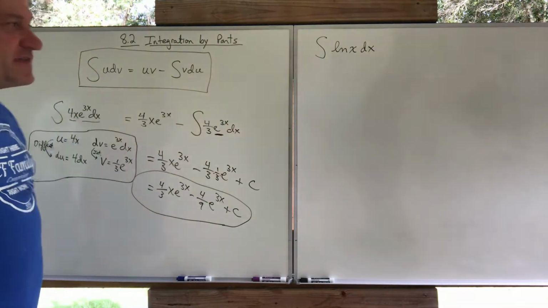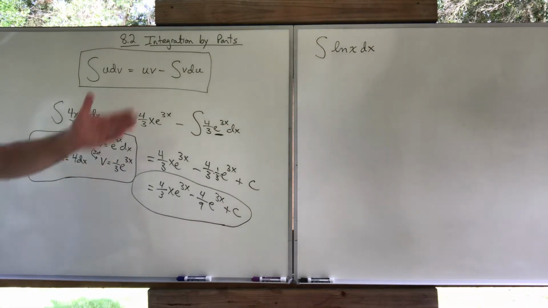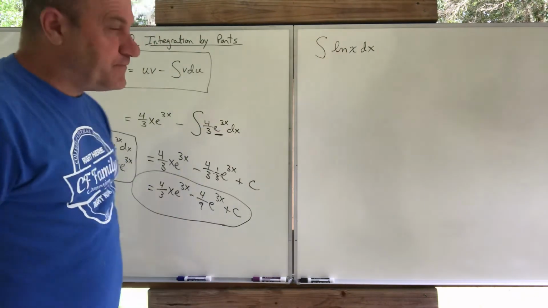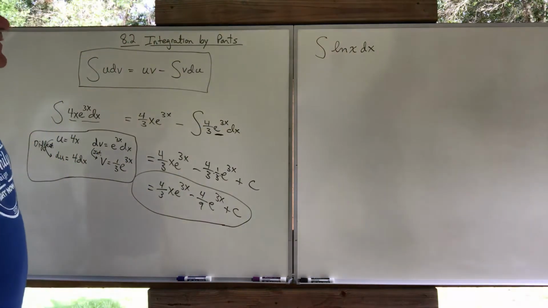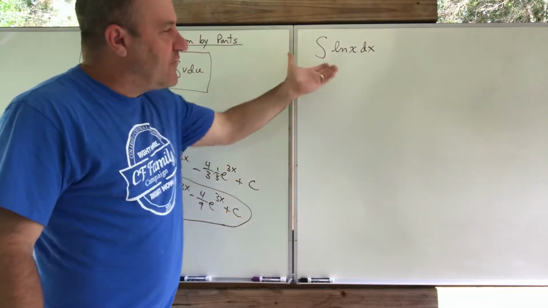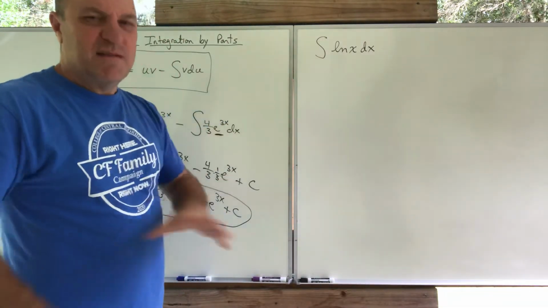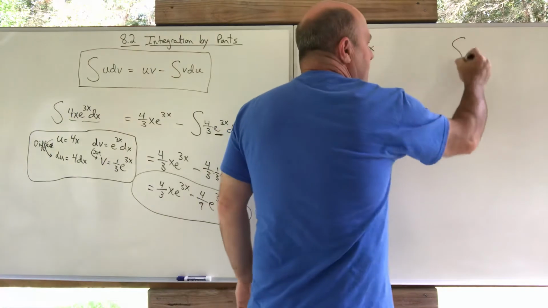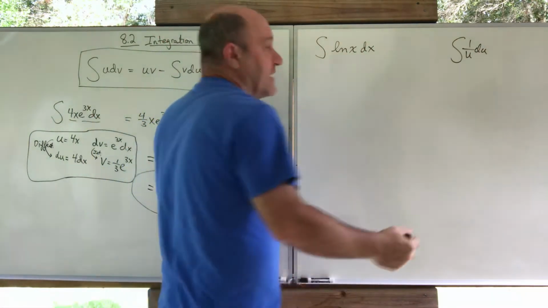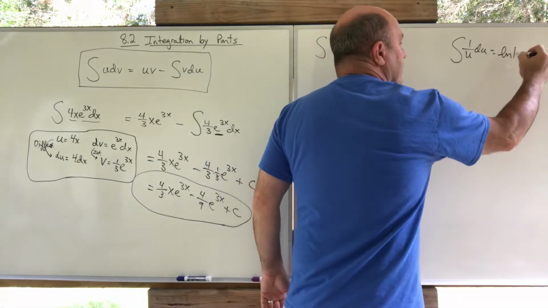Let's look at another example. This one looks a little different. I'm trying to integrate the natural log of x dx. And this one's kind of quick and easy. But again, one more time, you never knew how to integrate this before. Let me remind you what you did know. If you ever had a 1 over u du, you could integrate that. The answer is the natural log of u.